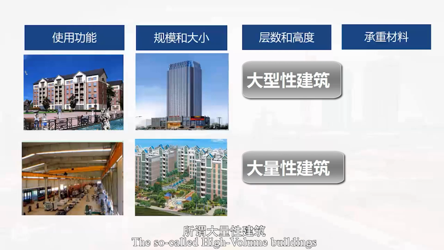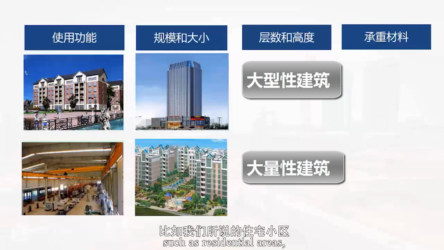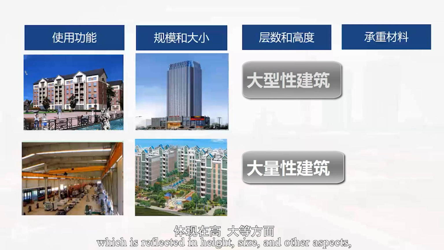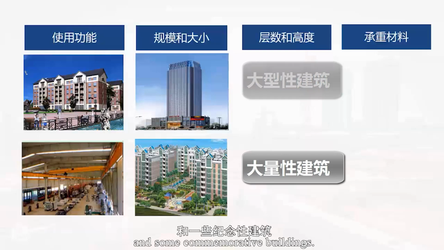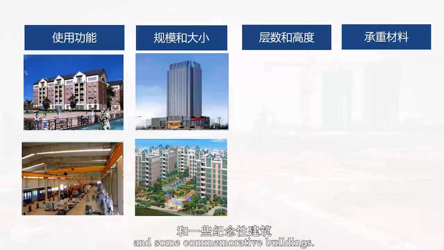According to the scale of the building, it can be divided into high-volume buildings and large-scale buildings. The so-called high-volume buildings refer to a large number of buildings, such as residential areas, which is reflected in the quantity. Large-scale buildings refer to a small number of buildings, but with a large volume, which is reflected in height, size, and other aspects, such as super high-rise buildings and some commemorative buildings.